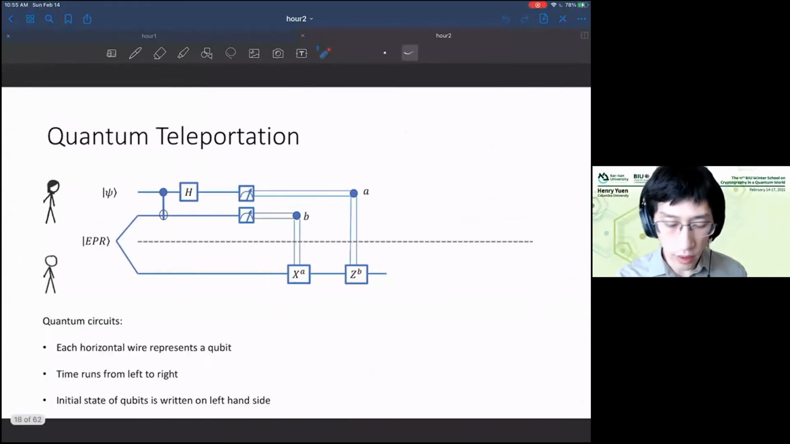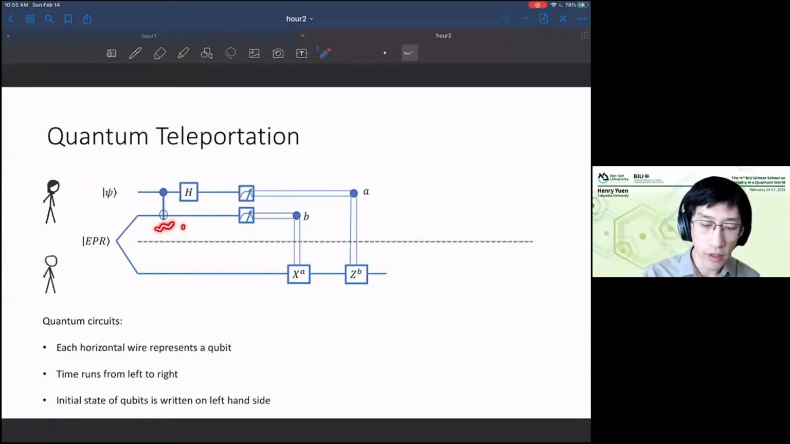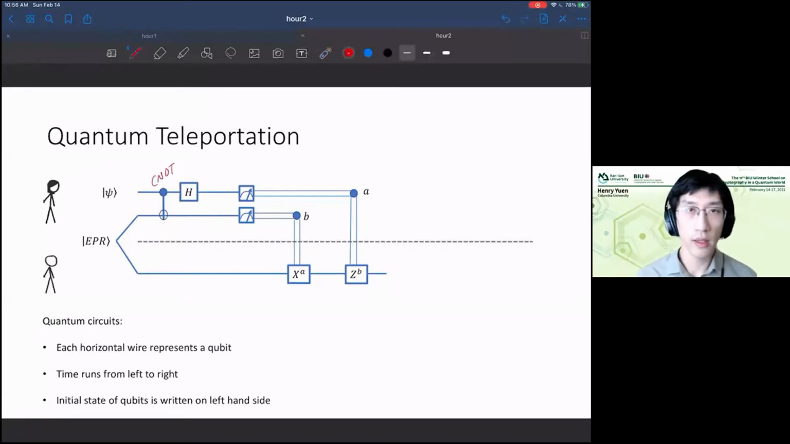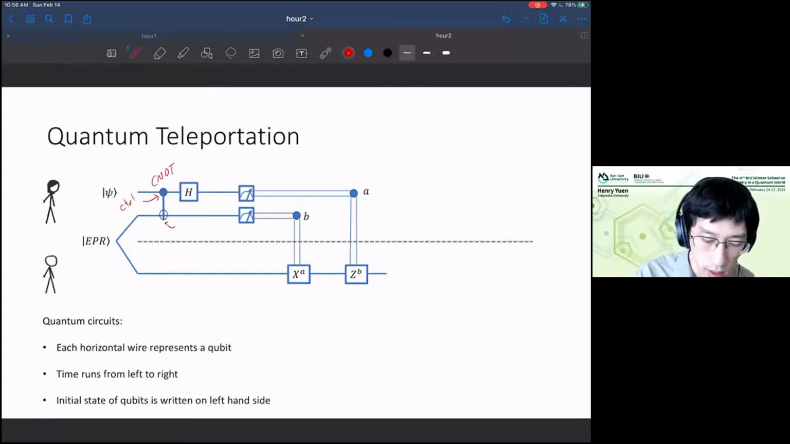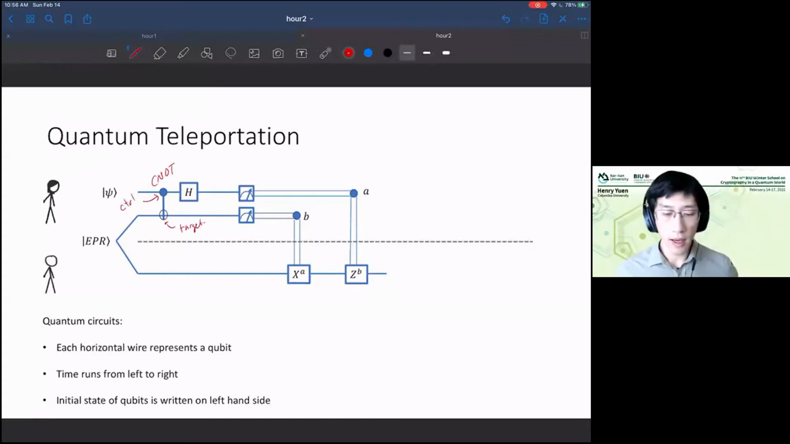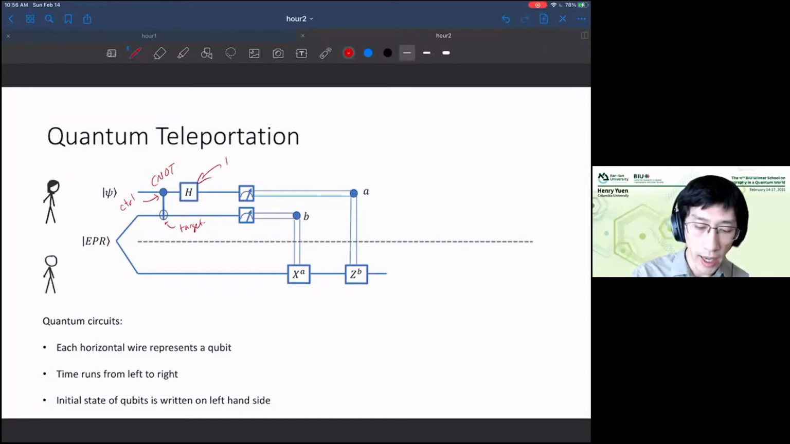Okay, good. So that's how it starts off, and then these first 2 elements describe unitaries that Alice is going to apply on her 2 qubits. Alice has this psi and this qubit of the EPR pair. She's going to apply this unitary. This is a CNOT gate. This black dot indicates the control qubit, and this is the target qubit. And then after the CNOT, she's going to apply a Hadamard, which is this matrix we've seen before.